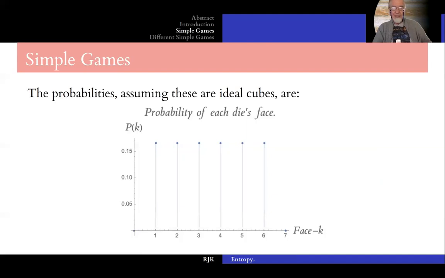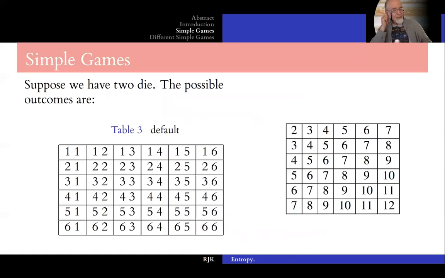So the probabilities, assuming these are ideal cubes, that is, they're not weighted. We don't have to do any of the Bayesian learning that we talked about before. So these are not realistic cubes, they're ideal cubes. We're going to make the assumption that the probability of each die's face is 1/6. And so the probability is uniform. So suppose we have 2 die.